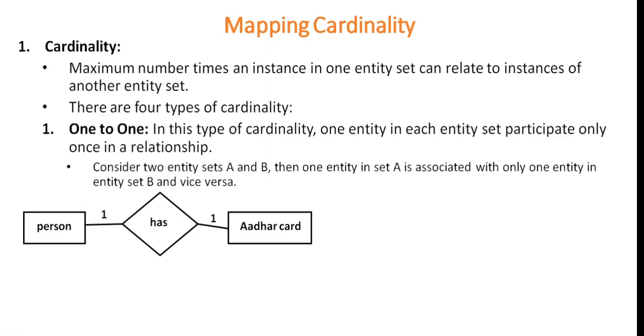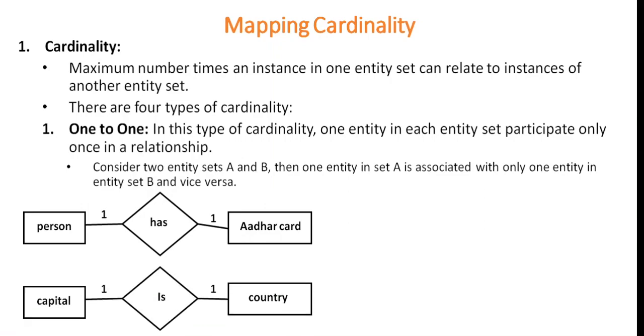Okay, that's why one is written on the connecting links of the relationship. It is a one-to-one relationship. Another example is the capital entity and the country entity. Now see, one country has only one capital, and one capital belongs to one country only. So when we say Delhi is the capital of India, and India is a country which has only one capital, this is how a one-to-one relationship can be shown.